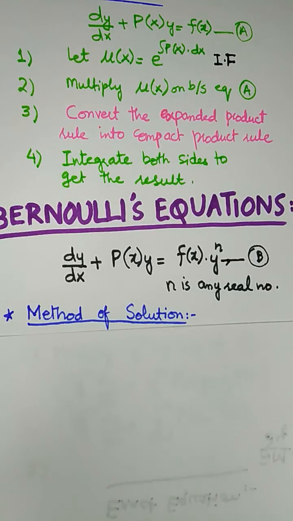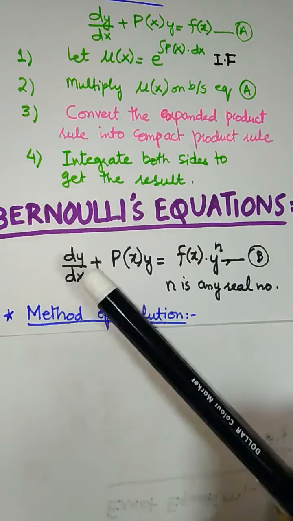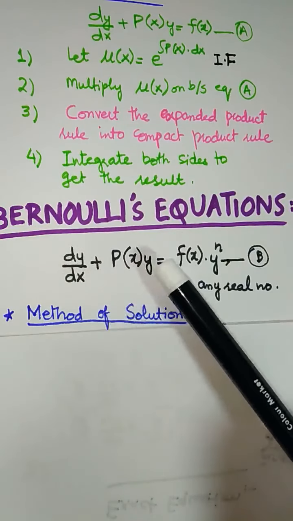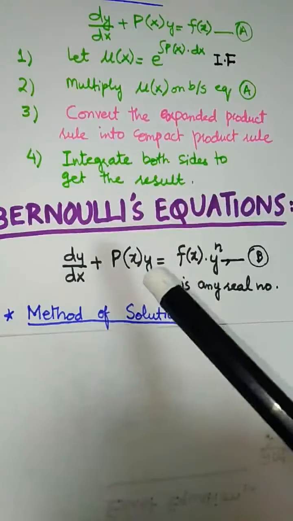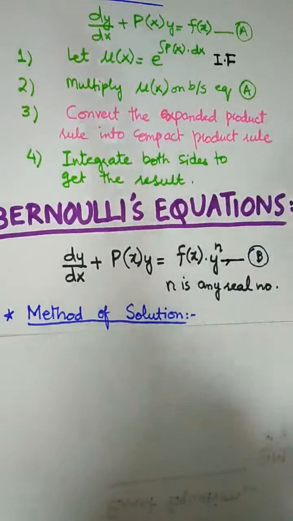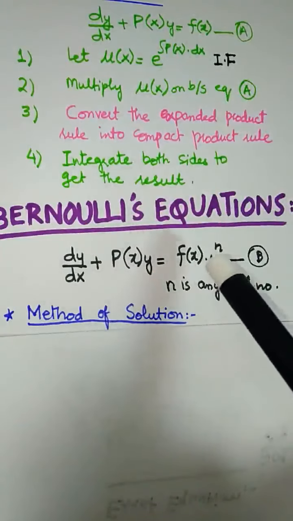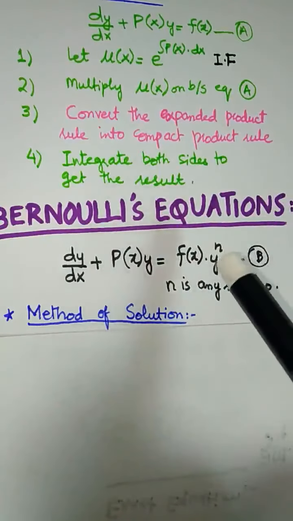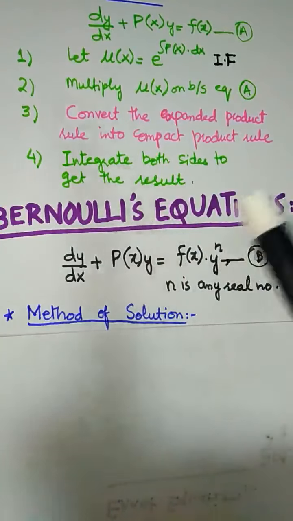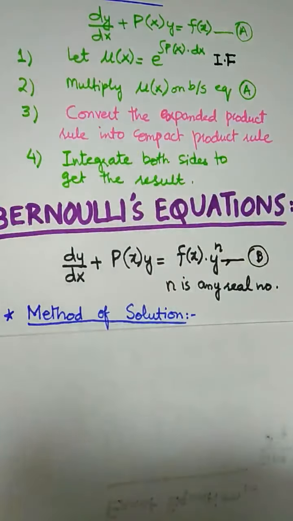Okay students, in this video we will study what is a Bernoulli's equation and how the Bernoulli's equation is solved. So first of all, Bernoulli's equation is a first order equation and its standard form is dy by dx plus p of x into y, same like the linear equation, dy by dx plus p of x into y equals to, that right hand side is a little bit changed, and that is equals to f of x into y to the power n. Now this y to the power n term makes it a non-linear equation, so we can also say that it is a first order non-linear equation.